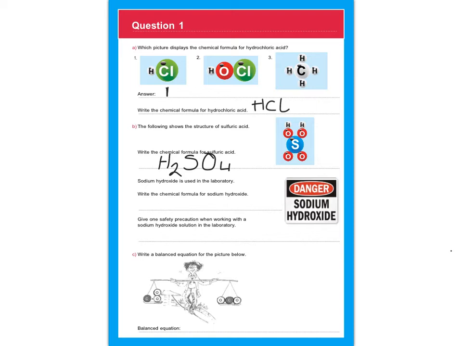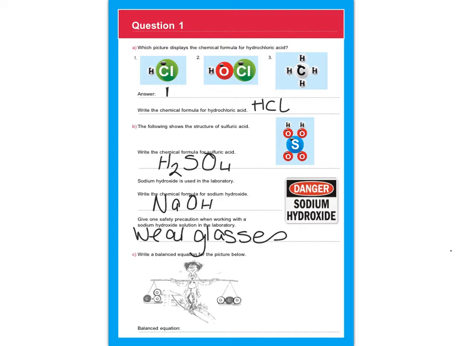Sodium hydroxide is used in the lab. We have to write the chemical formula for sodium hydroxide. The chemical formula for sodium hydroxide is NaOH. And give one safety precaution when working with sodium hydroxide solution in the lab. Wear glasses, wear your lab coat. If it spills, you wash your hands straight away. If it spills, you tell a teacher straight away. Just be really, really careful when you're working with it in the lab.